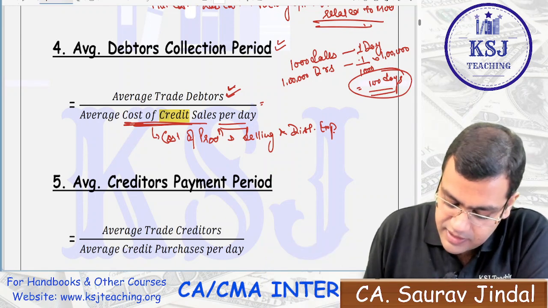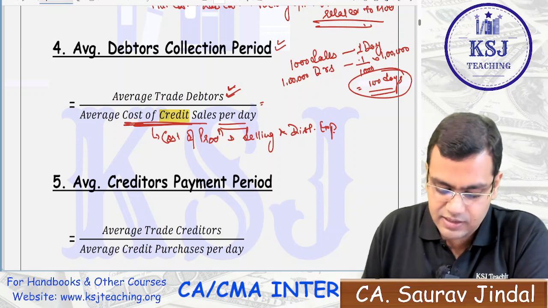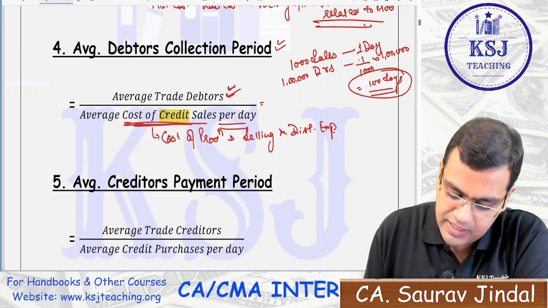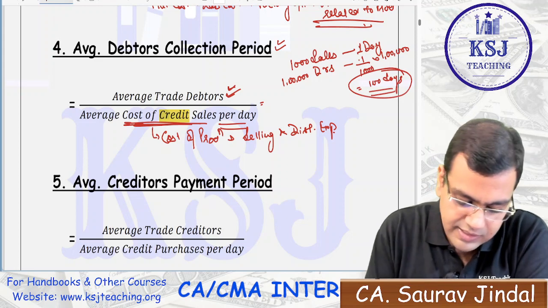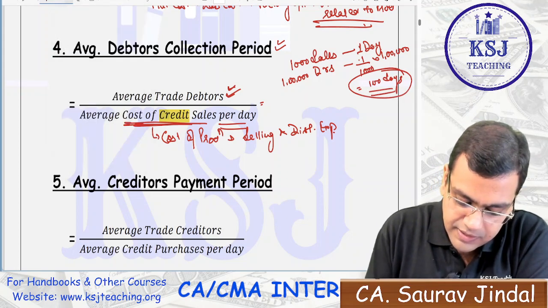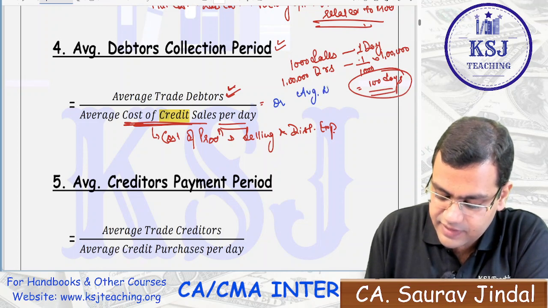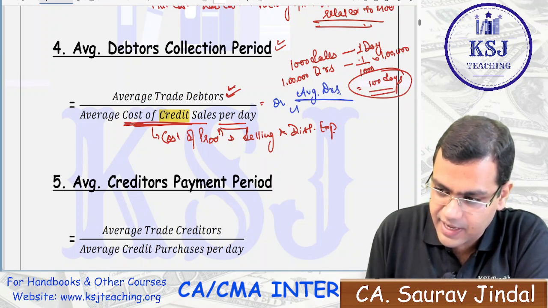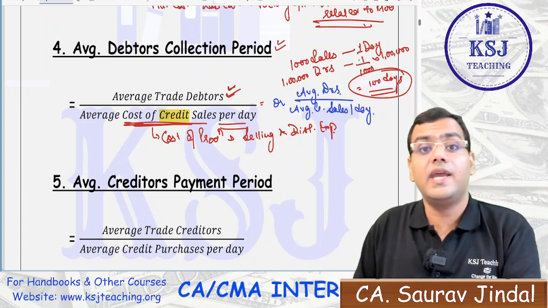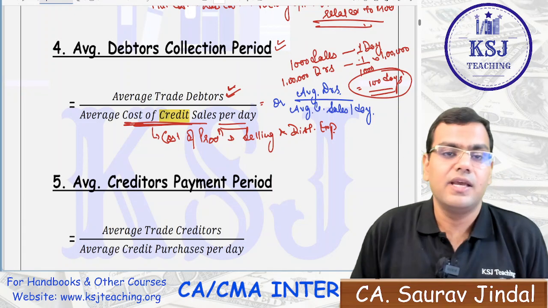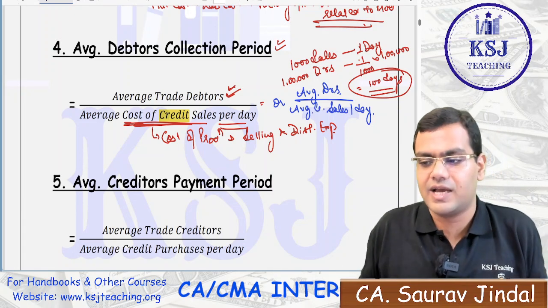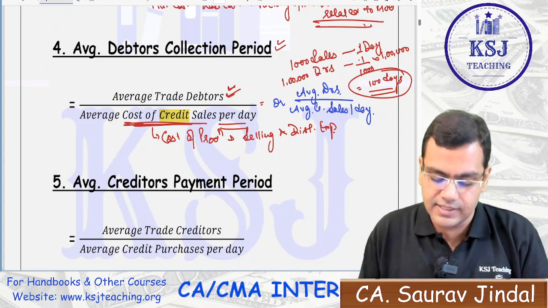Another alternative here that you will get for this is, instead of cost, you can also take the average credit sales per day. Another way of writing this formula is, I'll write it with a different pen, you can also write it as average debtors divided by average credit sales per day. Instead of taking the cost, we are taking the full value of the sales, and the full value of the sales includes the cost as well as the profit, but more logical is the cost.